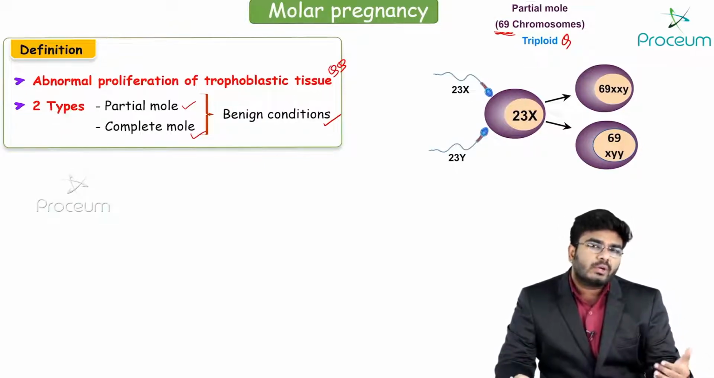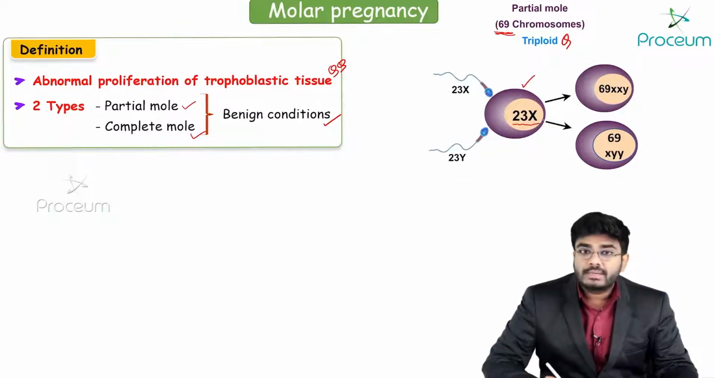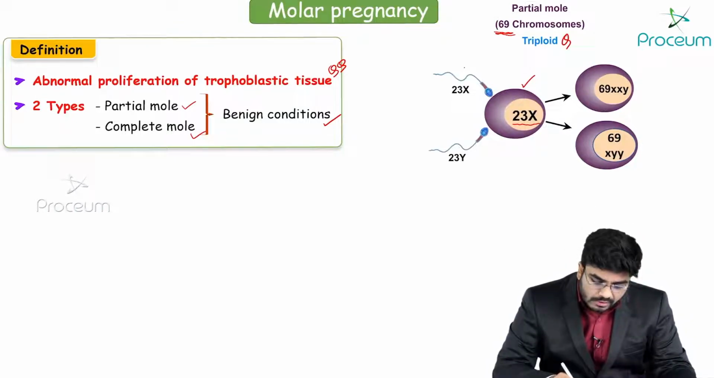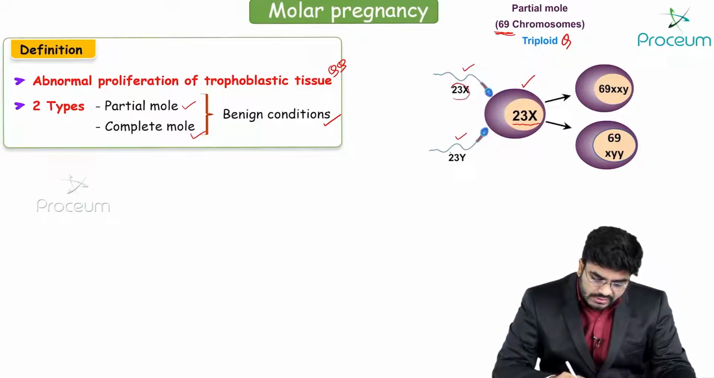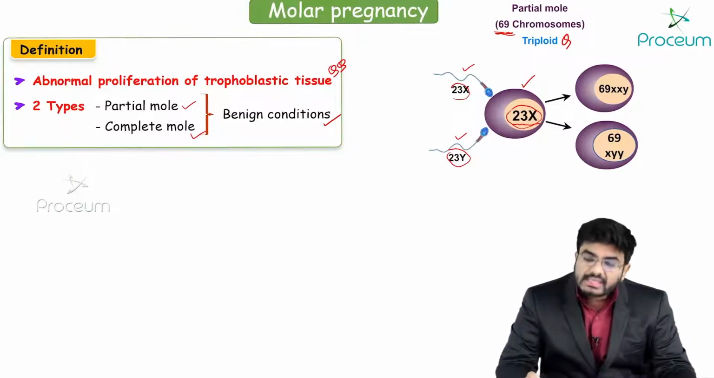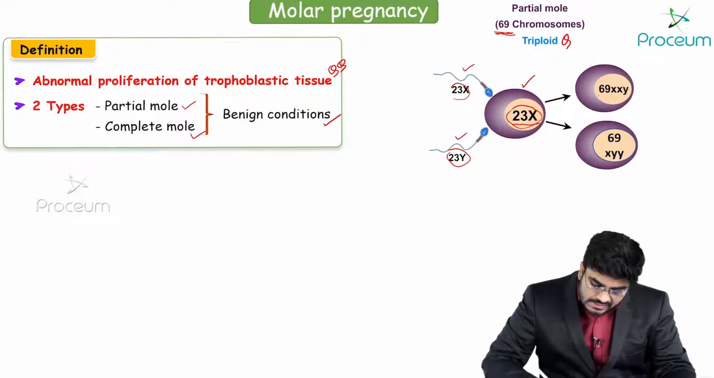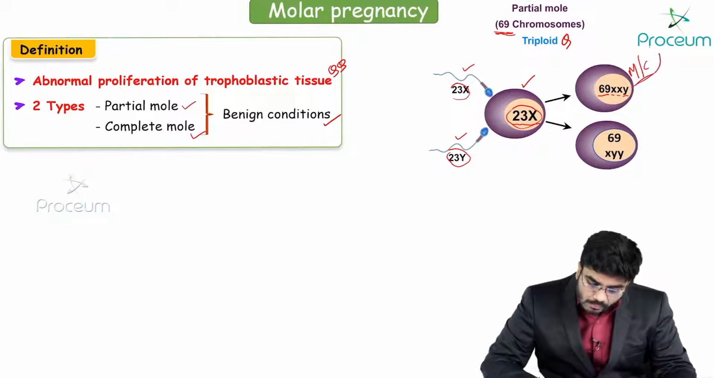Now, why does this karyotypic abnormality happen? See, there is no problem with the ovum. It has 23 chromosomes, 23X. But this ovum is getting fertilized by two sperms. Here 23 chromosomes, here 23 chromosomes, and here 23 chromosomes. So 23, 23, 23, and now you get 69 chromosomes. So it's a triploidy state. Instead of diploidy, you have triploidy. That results in 69 XXY. This is the most common karyotype seen with the partial mole.